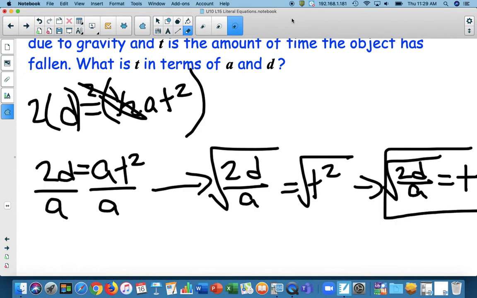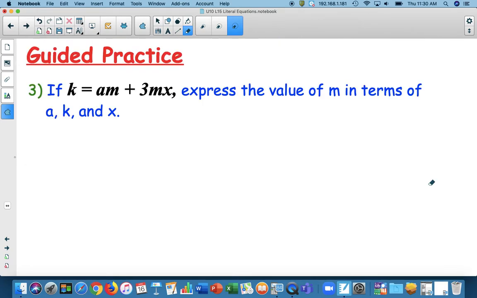Okay? So again, just to reiterate, I multiply by 2 on both sides because I want to get rid of the 1/2. You can divide, but if you divide, you have to remember to flip the 1/2 over and do its reciprocal. All right? So it's just easier, again, to multiply by 2. So I have 2d equals a t squared. I divide both sides by a. I have 2d over a equals t squared. I want to cancel out the square, so I square root both sides, and that's my final answer there. All right, next problem.